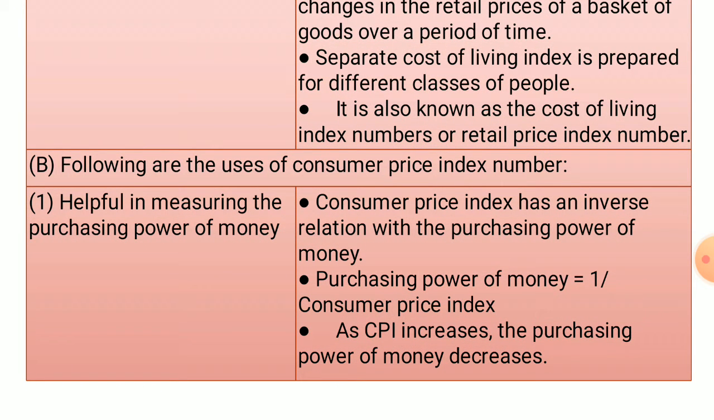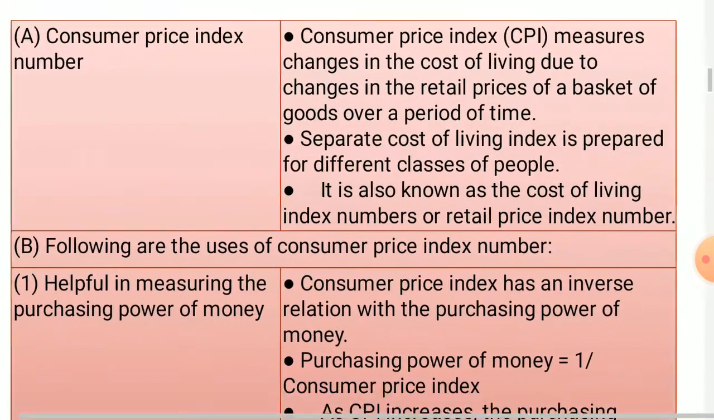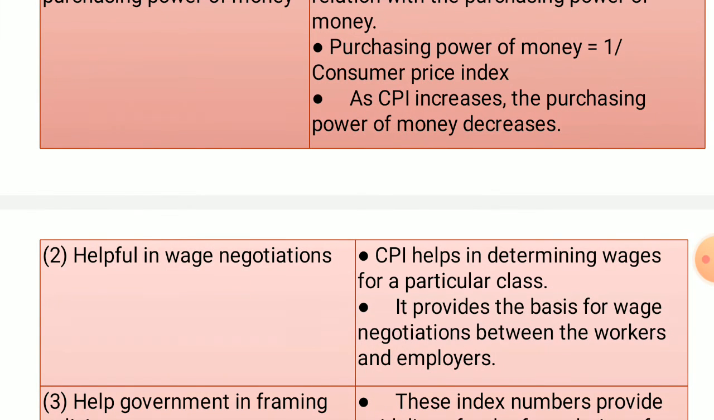And here the consumer price index has an inverse relation with the purchasing power of money, and index numbers are helpful to measure the purchasing power of money, or the capacity of people to purchase various things or commodities in the market. As the consumer price index increases, the purchasing power of money decreases. And index numbers help in wage negotiations.